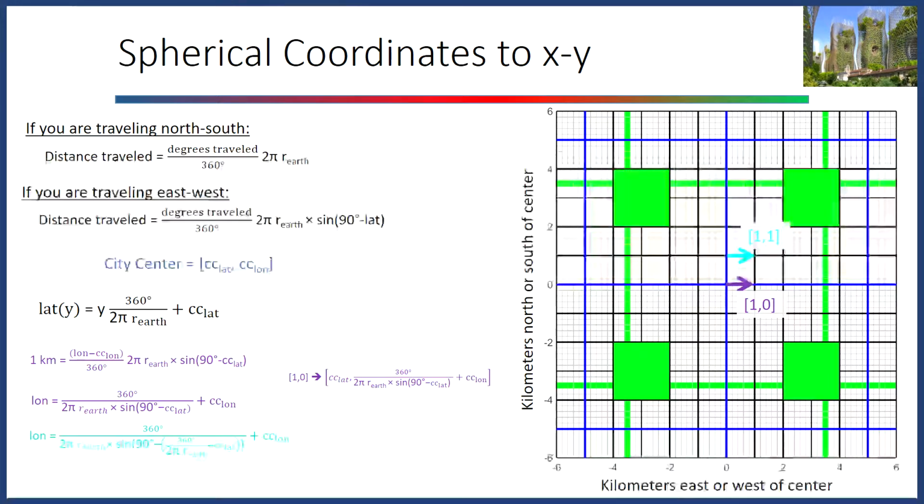But let's try traveling 1 kilometer north from our location that was 1 kilometer east of the city center. On our XY Cartesian coordinate grid, we should wind up at the exact same place, of course. But this time we know that we're starting out at our longitude of 360 degrees divided by 2 pi times the radius of the Earth times sine of 90 degrees minus cc lat plus cc ln. And since we're going straight north, our longitude is not changing, so it is still at that value.